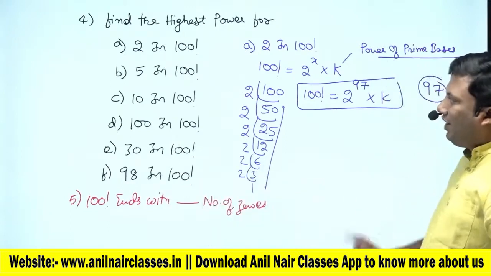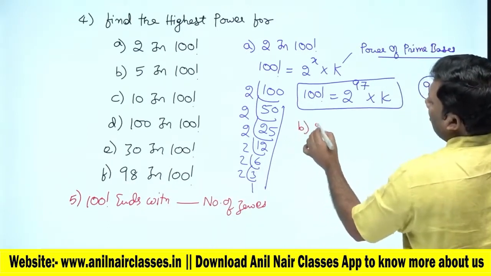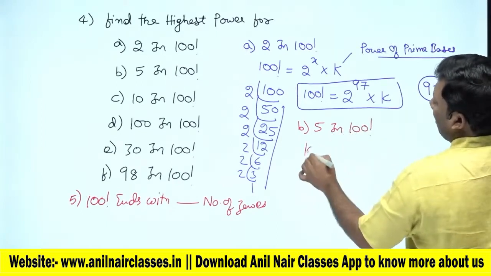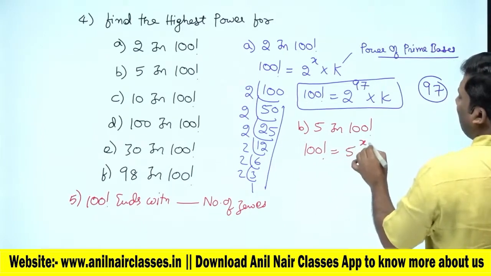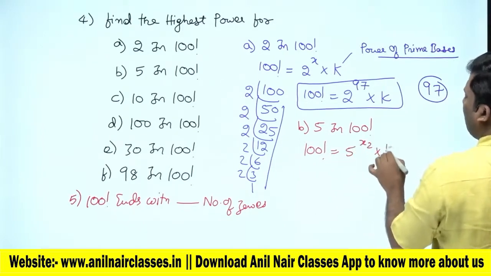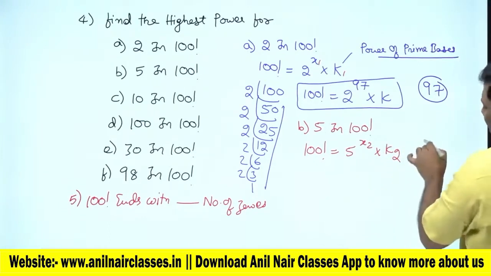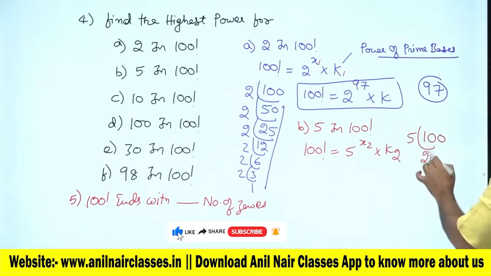First question, a very easy question. Second one: 2 is a prime number, 5 is also a prime number. 5 in 100 factorial. 100 factorial can be written as 5 power x into k. 5 is a prime number. First, how many multiples of 5 are there till 100?